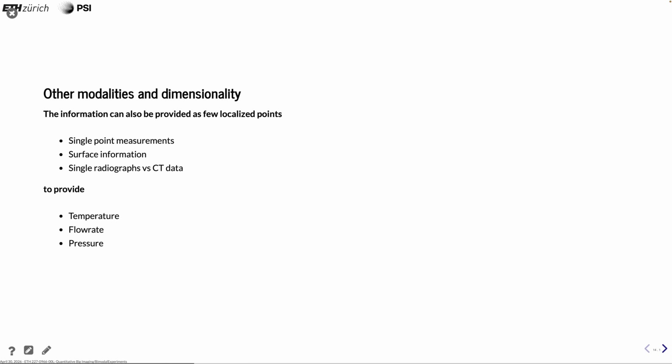And of course, you can also add further modalities and dimensions. In some cases, you only have single point measurements or a scalar time series. It could also be that one modality provides only the surface information, or you can compare single radiographs versus CT data, and that could then, for example, provide temperatures or flow rates or pressure within the sample, combined with the image information that you have from one of the modalities.